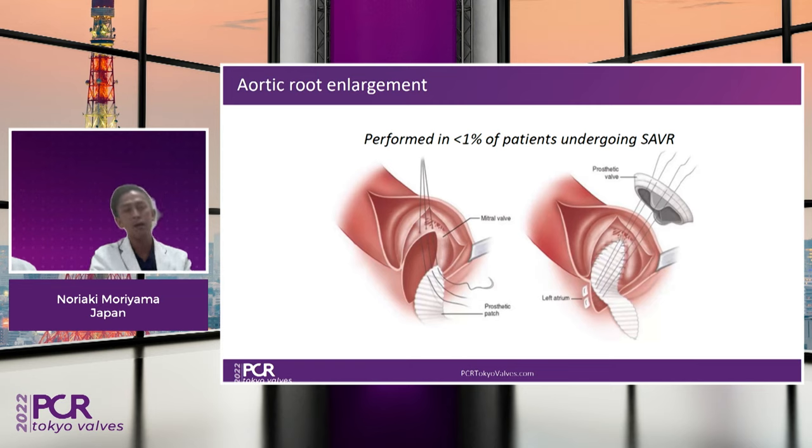However, if you consider the case presented in this session, the patient has a very small annulus and also a very small valve and ST junction. So I think it's very difficult to do root enlargement in this aneurysm because the ST junction and supra-annular anatomy is also very small. Therefore, aortic root enlargement is fairly rarely performed worldwide, I think. Okay, thank you very much, Noriaki.